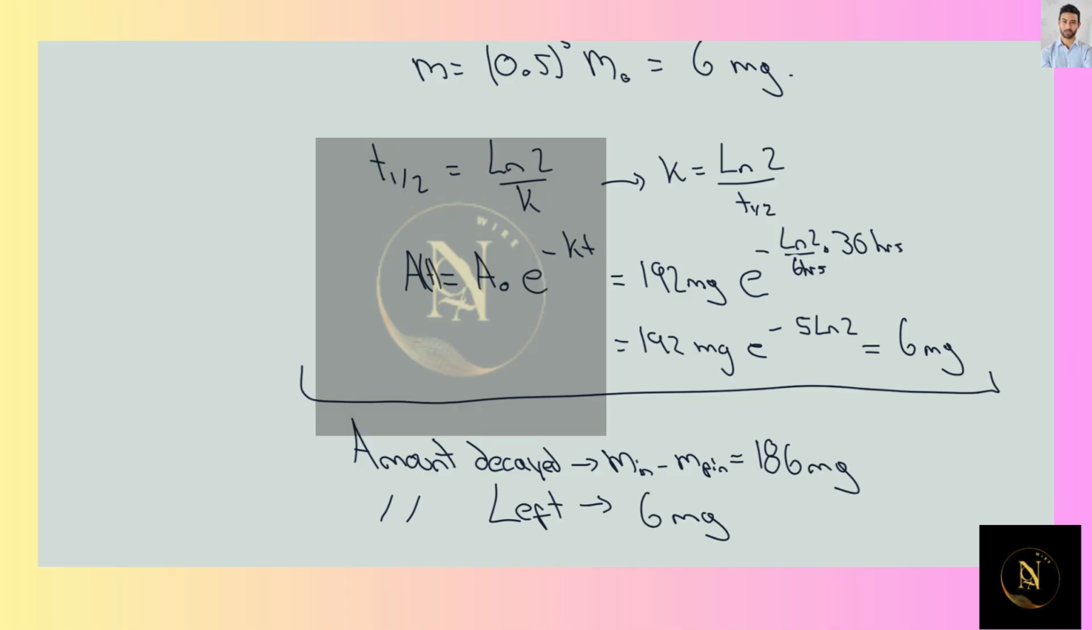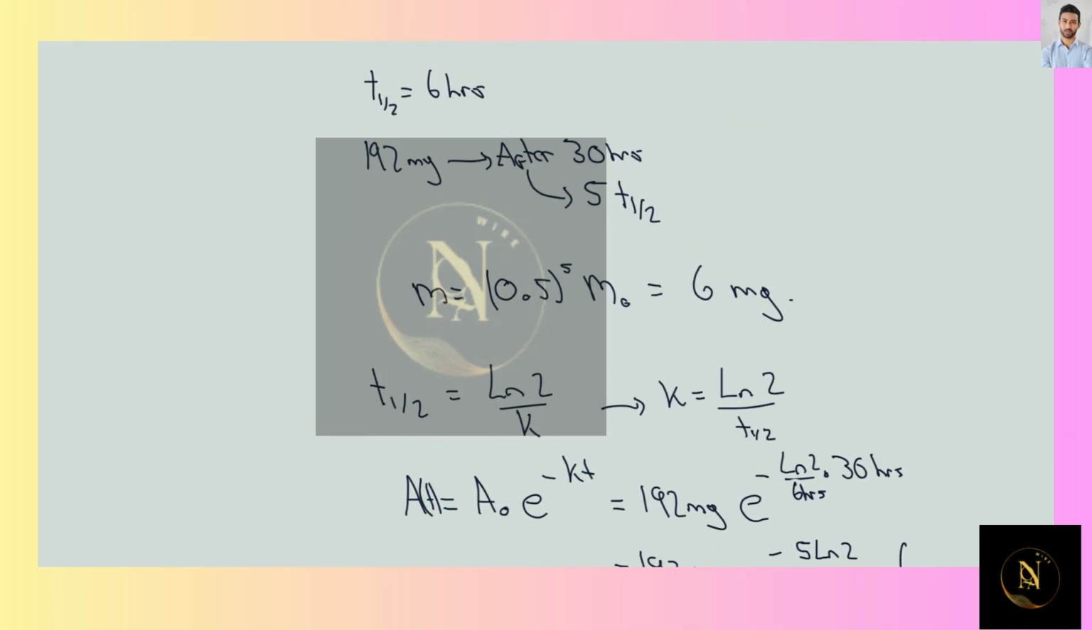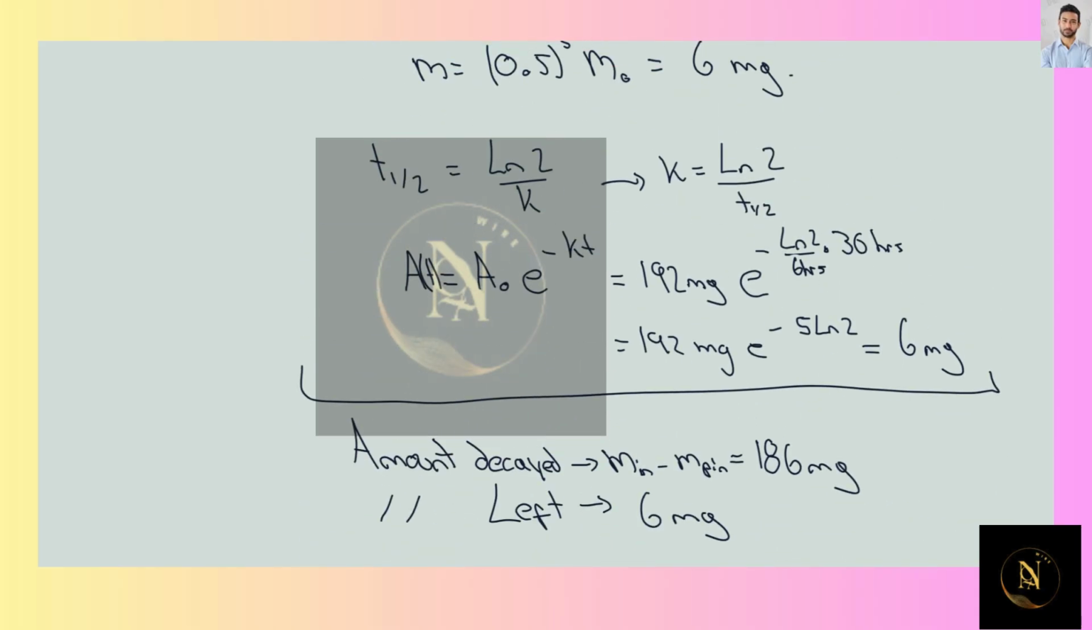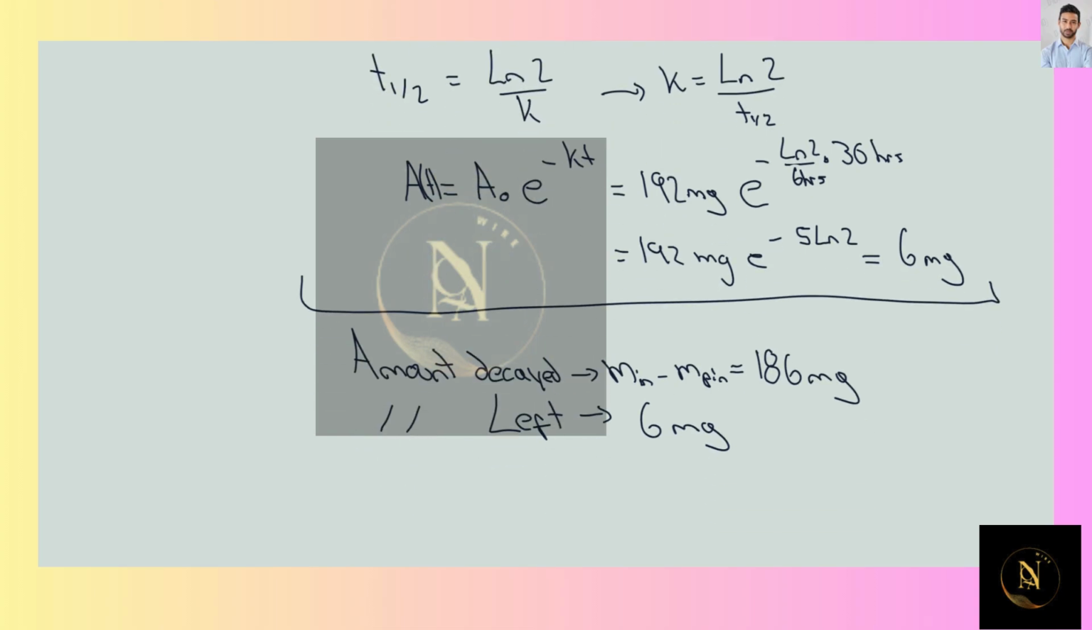So those are the two methods that we can employ. In this case, it is simple to get the result since the amount of time is a multiple of the half-life time. But we can also solve the kinetics equation and get the result as a function of time.